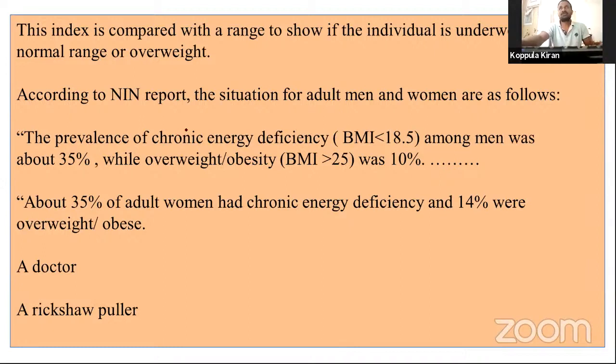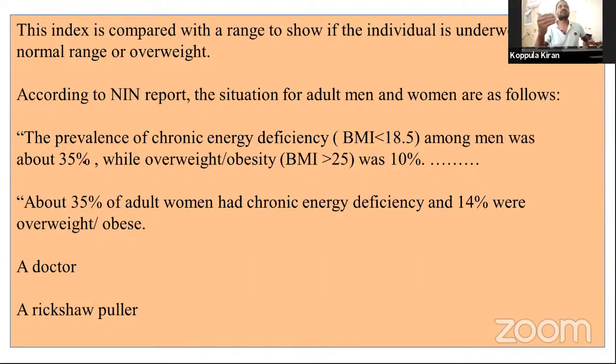According to the National Institute of Nutrition organization, the prevalence of chronic energy deficiency, BMI less than 18.5, among men was about 35%. Below weight, body mass index less than 18.5, they are 35% of the adult men and women.